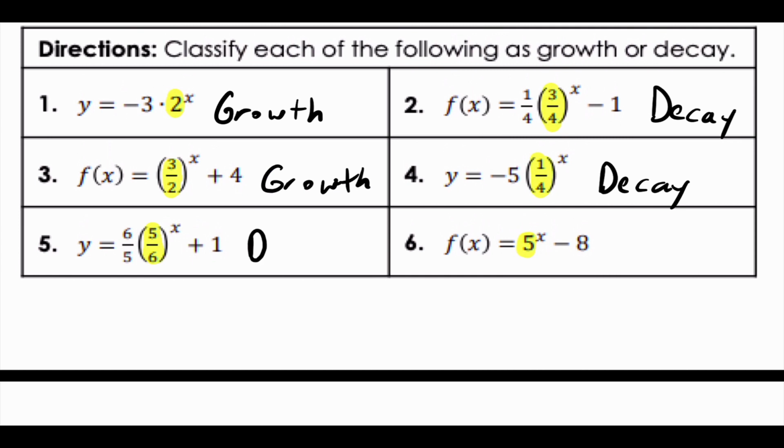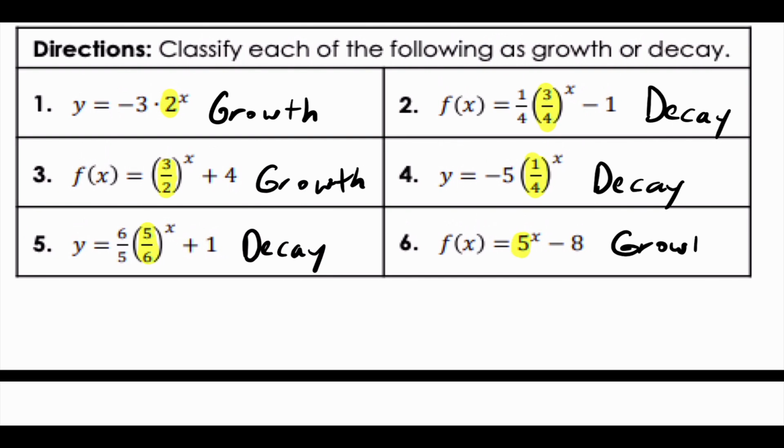Number 5, smaller than 1. Number 6, it's 5 whole. That's growth. Growth. Okay? All right, so now let's go to the back.